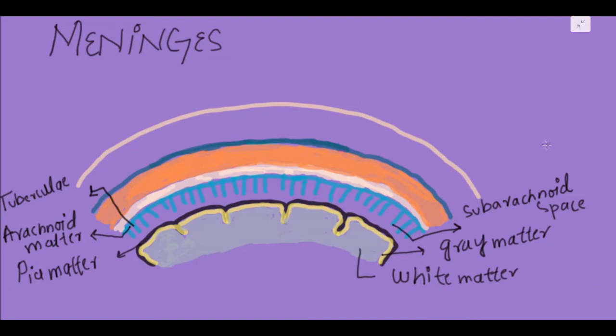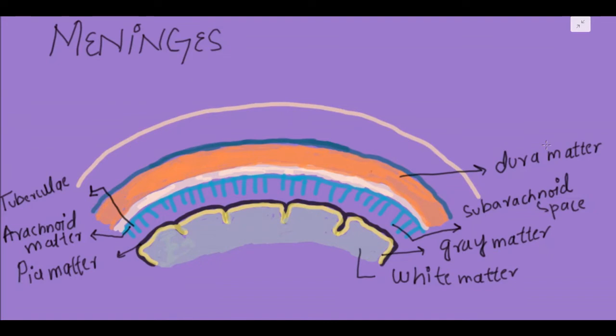Above the arachnoid layer we have another layer, this is in orange. This layer is known as the dura mater. I should mention here, this is known as dura mater. Right, so the first one was pia mater, which was in connection with the brain. Then we have the arachnoid mater, right? And then we have the dura mater.